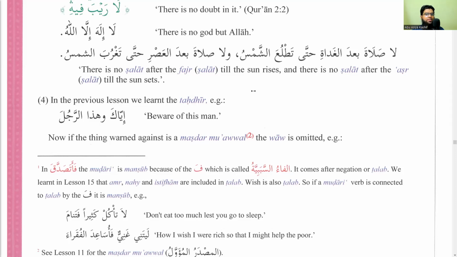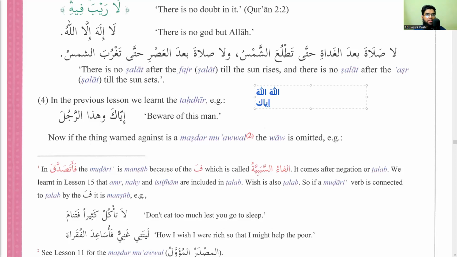So tahdhir is to warn someone, and there are various ways to warn someone. You can repeat the word, like Allah, Allah, fear Allah. You can repeat it, or you can just say one word sometimes. But to show clarity, we use iyaka, not the iyaka na'budu one. That is separate. It was actually iyaka na'budu, we worship only you. This is iyaka wa so and so.